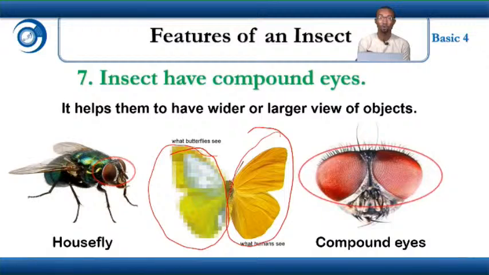So insects have compound eyes. Sometimes you see a mosquito on your skin. By the time you raise your hand to hit the mosquito, it will fly away, because the mosquito will see your hand far away before it gets there. So they will prepare and then fly before you get them. Their compound eyes help them to see objects very large as compared to humans, but it is not clear as shown on the screen here.